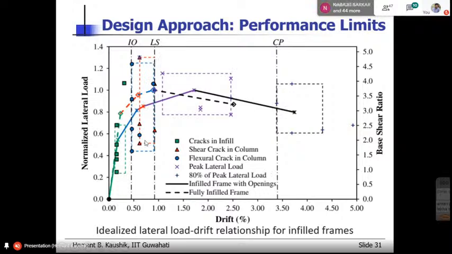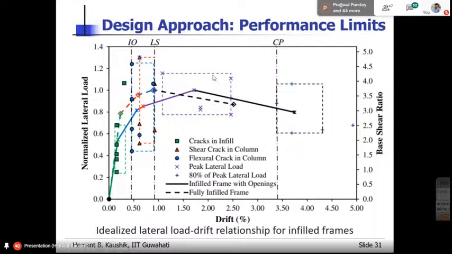So we did not know what the design drift values should be for these three different performance limit states. So using some test results, my student developed this idealized lateral load drift relationship, and he suggested some design drift values for different performance limit states. For example, there are two cases here: one is for infill frames with openings and another for fully infill frames. So this dotted line is for fully infill frames.